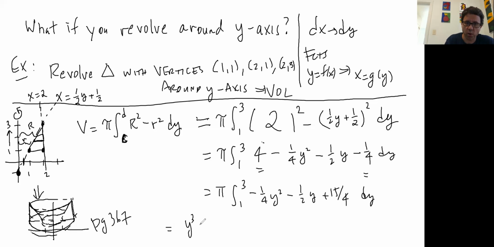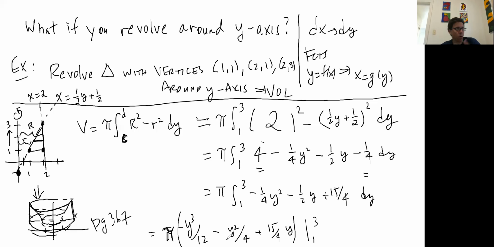y cubed over 12. So it'll be y cubed over 3, but there's already a 4 there. Integrate this one, it'll be y squared over 2, but there's already a 2 there, so that becomes 4. And then 15/4 y. Plug the bounds in, 1 and 3, multiply all those things by pi. So make sure we get all the pieces in there.